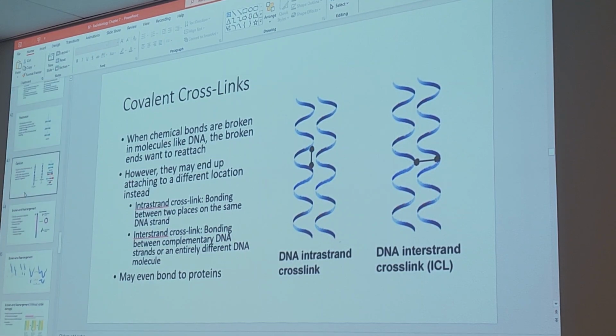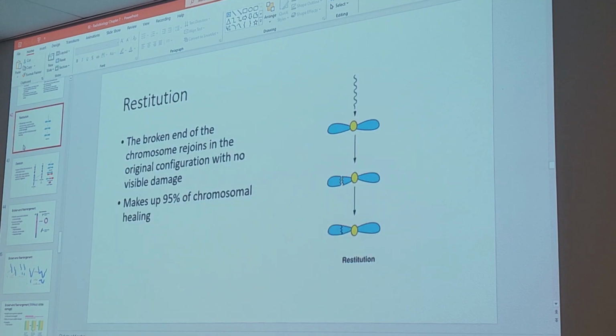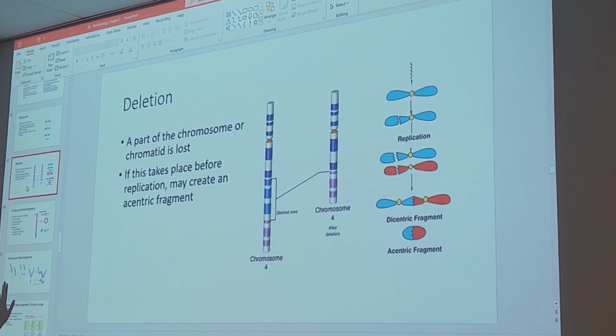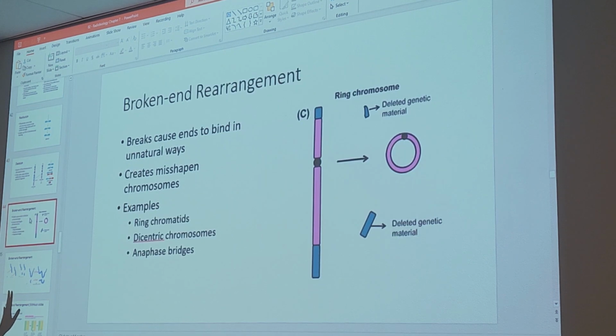We talked about different types of chromosome damage. When chromosomes get damaged, they can heal themselves. That's called restitution. Chromosomes can lose information. That's called deletion. Chromosomes can change shape. This is rearrangement. So we talked about restitution, deletion, and rearrangement.